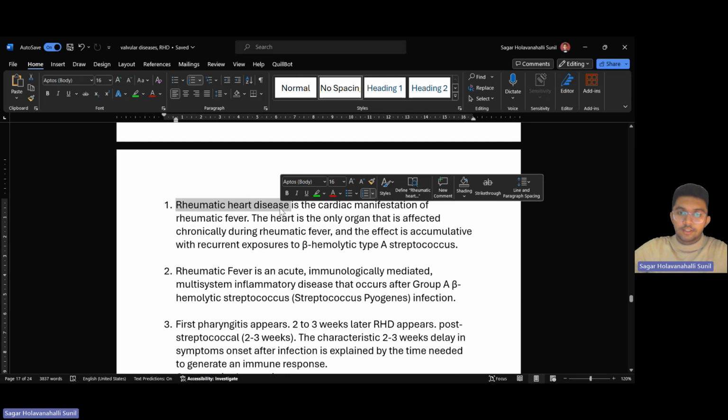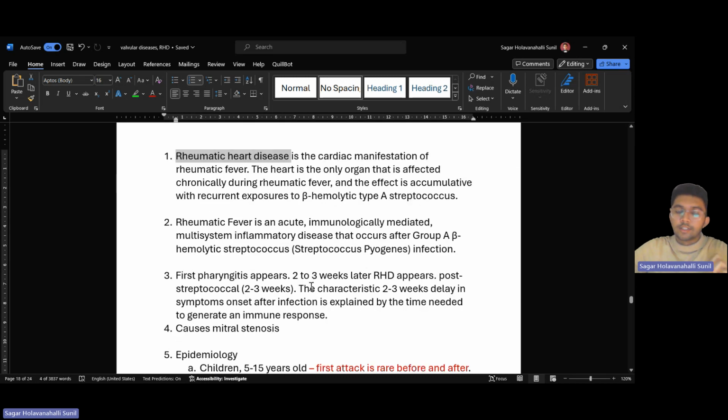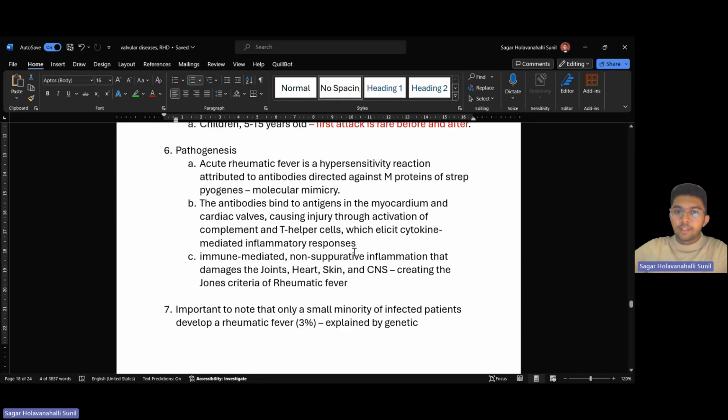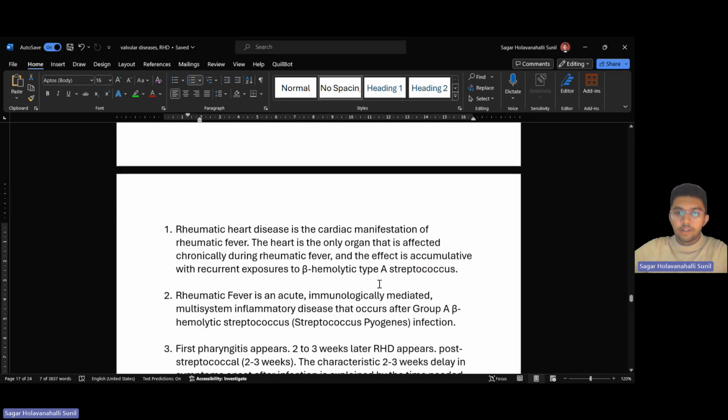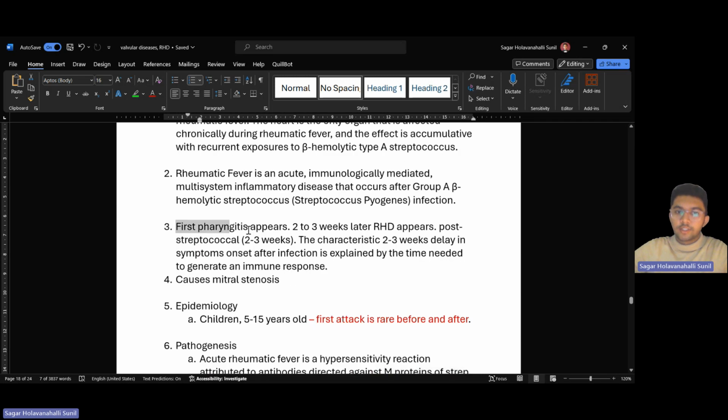Mention what rheumatic heart disease is. It's an inflammatory hypersensitive reaction caused by the body, and the antibodies are aimed against the M proteins of Streptococcus pyogenes and other group A beta hemolytic streptococci. Mention that first pharyngitis appears, then 2 to 3 weeks later rheumatic heart disease appears.